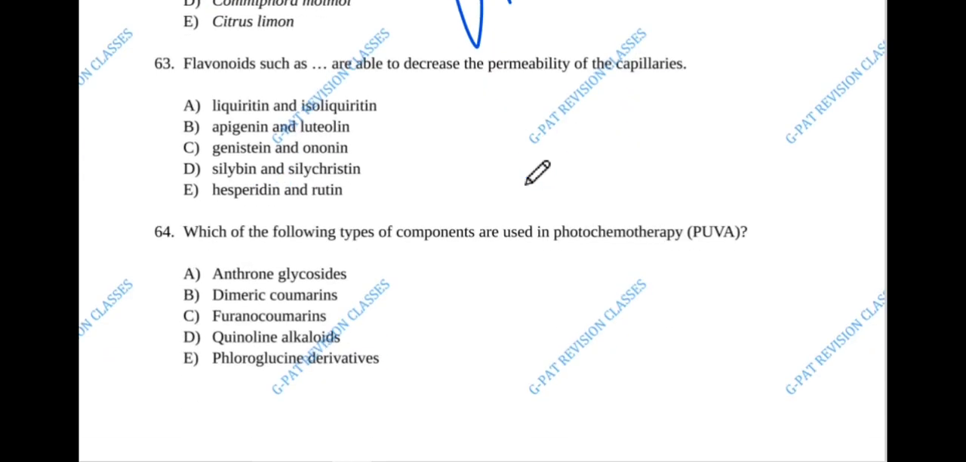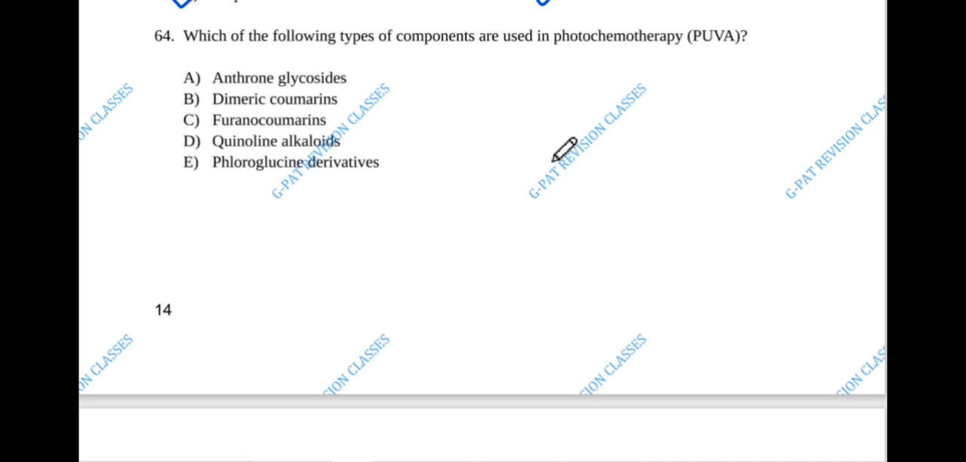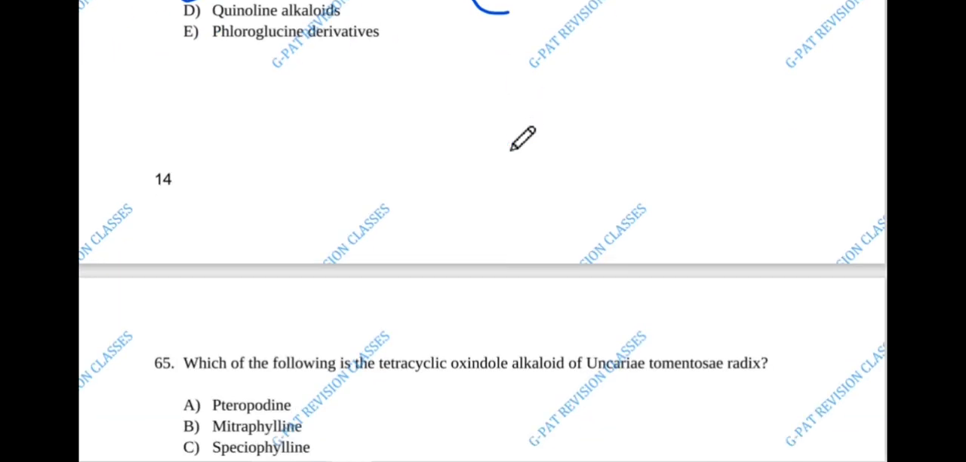Next is 63 question number. Flavonoids such as hesperidin and rutin are able to decrease the permeability of the capillaries. The answer is E. Okay. Next is 64 question number. Which of the following type of component are used in photochemotherapy? That means the answer is C. Furanocoumarins. Okay.